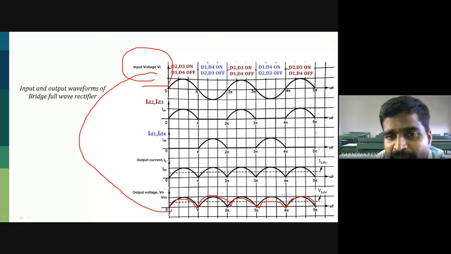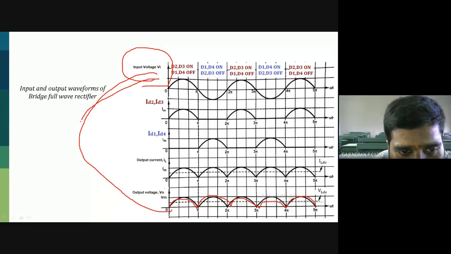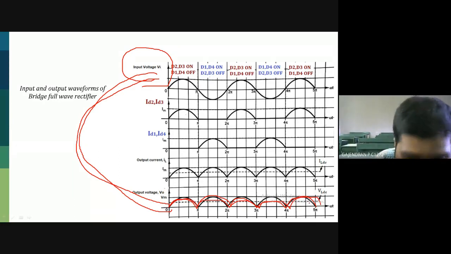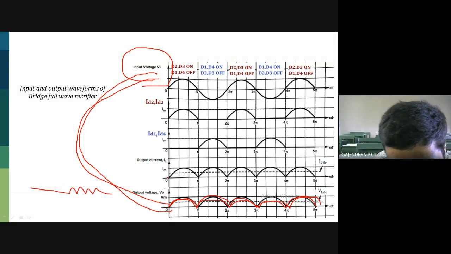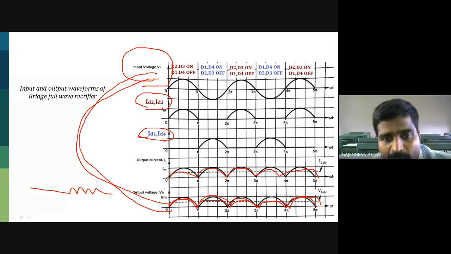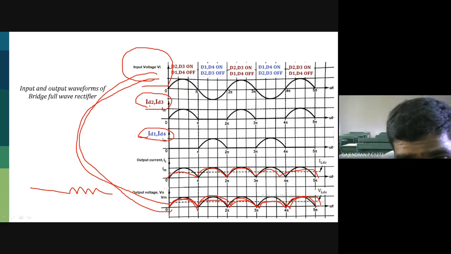Okay, listen. My input voltage is rectified into my pulsating DC output. It's very much similar to my center tap transformer. If I use the resistive load, the current will also follow the same path. Here they gave two additional things. What is this? Can anyone tell me? What is ID2? Current through diode 2 and diode 3. Then current through diode 1 and diode 4.